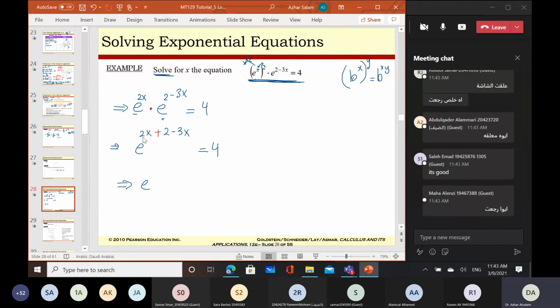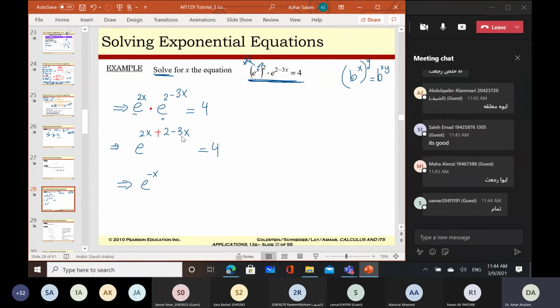Okay, I will complete. 2x minus 3x. Add the terms that have x together. It will be 2x minus 3x, which is minus x plus 2 equals 4. Okay. As we said, I have to find the equation and I have to solve it for x.